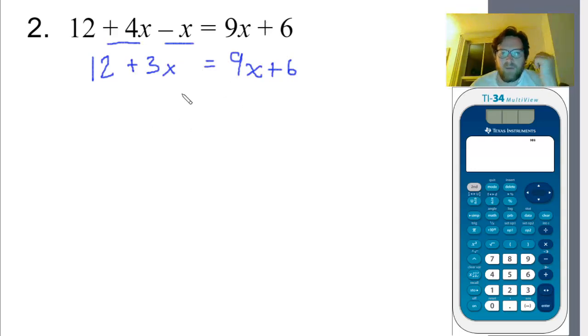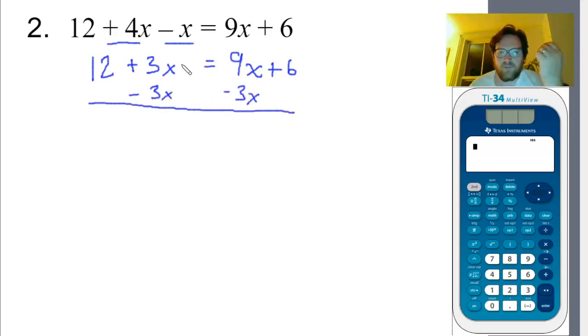So after we combine like terms, usually we want to move the variables to one side of the equation. And we have a 3x and 9x. And hopefully you guys know you should get rid of the term that's lower. So 3x, 9x, get rid of the 3x. How do you get rid of 3x? You subtract 3x from both sides. You don't have to do it this way, but it's actually going to make it a lot easier for us.